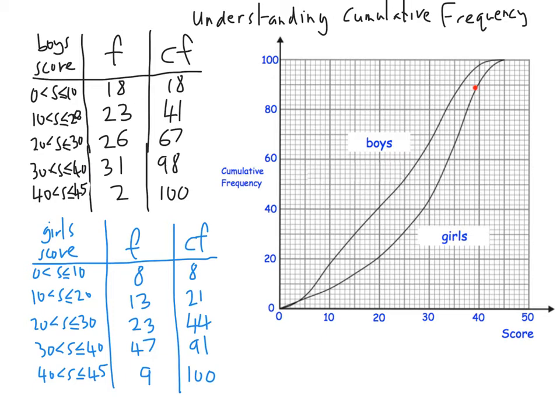The girls are steeper, which means there's more in that group. So wherever the graph is steepest, that indicates where there's more people in the group. Okay, and even at the end, there's 9 girls in that last group, so that bit's steeper, and the boys was only 2 in that group, so it wasn't very steep at all. So if we summarize, we can say the steepness indicates the frequency, and the frequency will then have a knock-on effect. If there's a high frequency, that increases the cumulative frequency.